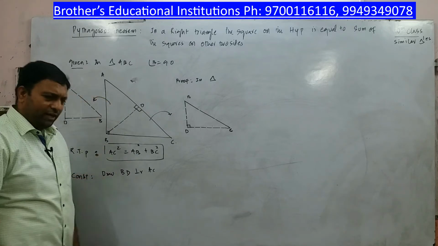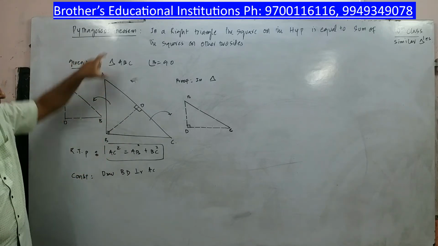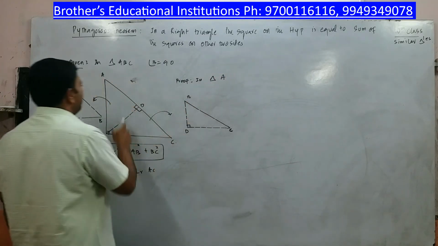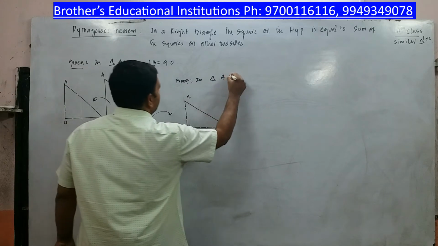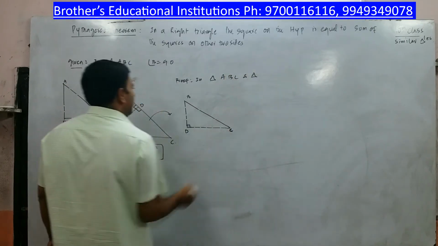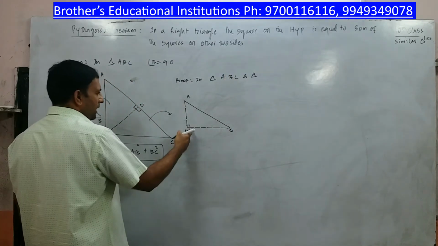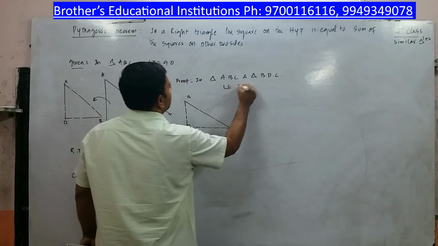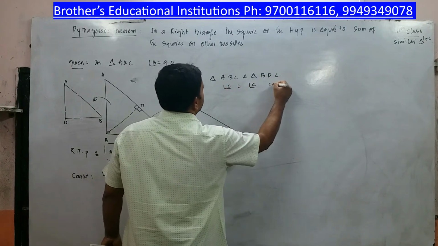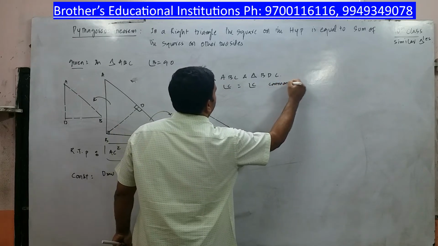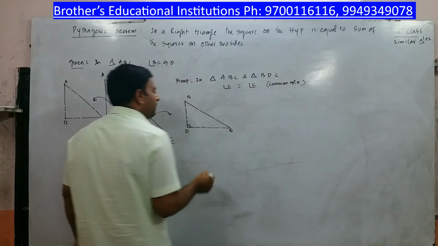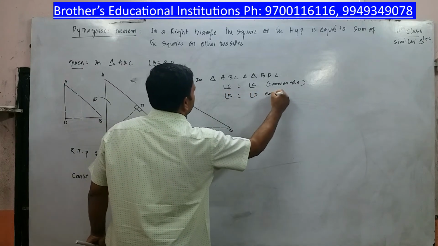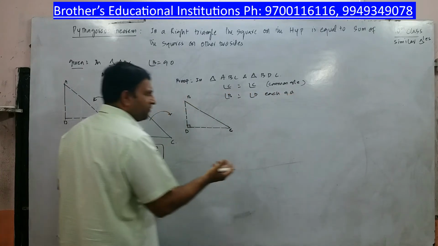Now listen very carefully. Triangle ABC, angle B is 90 degrees. Now I will say in triangle ABC and triangle BDC. Triangle BDC. Angle C is equal to angle C. Why? It is a common angle. Also, angle B and angle D are each 90 degrees. That is because of construction.